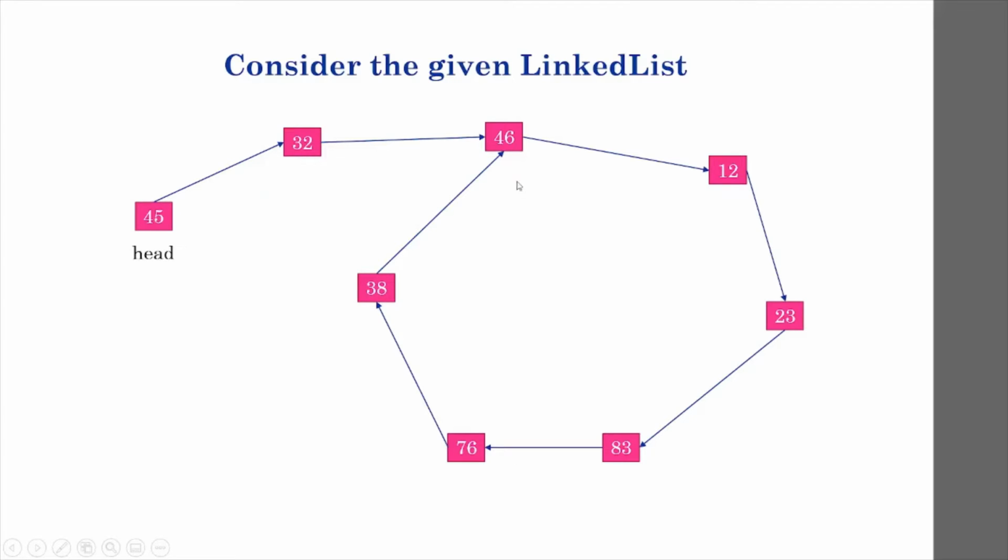Here we can see that a cycle exists, that is 46, 12, 23, 83, 76 and 38. They form a cycle. So how can we detect the cycle? Let's do this. Here we are using the fast and slow pointer. They are initially pointing to 45, that is the head of the linked list.